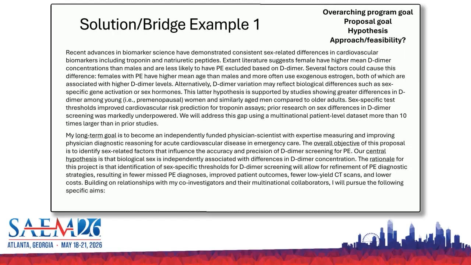It's right there, right? It's underlined. My long-term goal. And the goal is to become an independently funded physician scientist with expertise measuring and improving physician diagnostic. So that's a personal goal for us, and that for me would have been perfect for a training grant. But I might have said, this is the problem that keeps me up at night, that I want more efficient, more personalized approaches to diagnosing pulmonary embolism in the emergency department to improve outcomes for my patients. Something like that, an overall scientific goal.